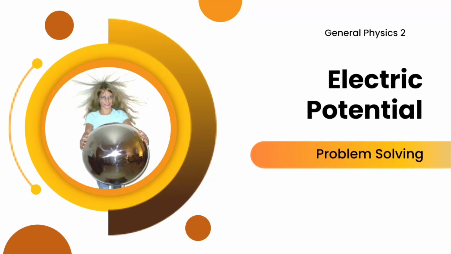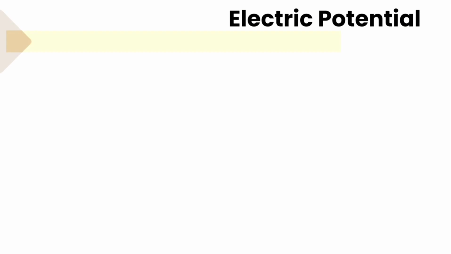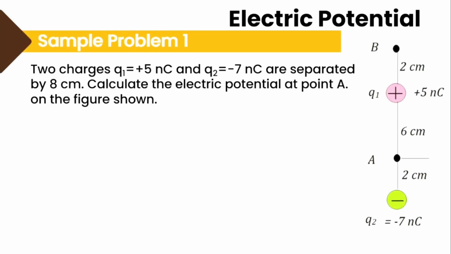Okay, now we will be having an electric potential problem solving. So sample problem number 1. Two charges, charge 1 is equal to positive 5 nanocoulomb and charge 2 is equal to negative 7 nanocoulomb, are separated by 8 centimeters. We need to calculate the electric potential at point A on the figure shown.